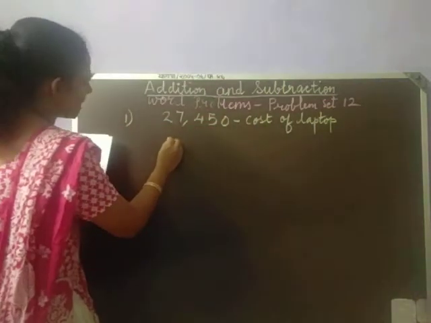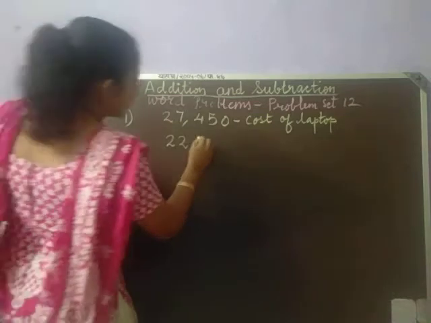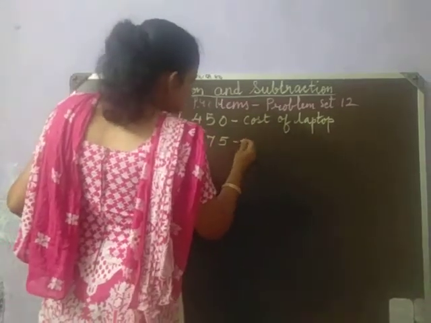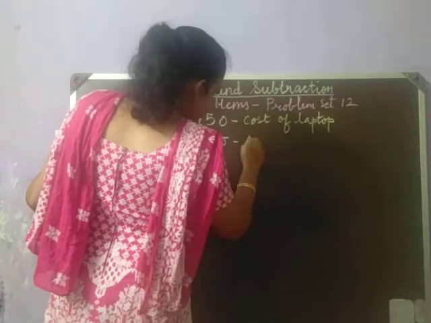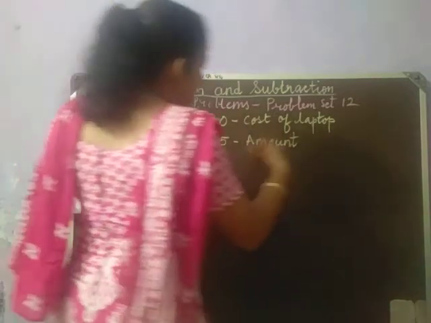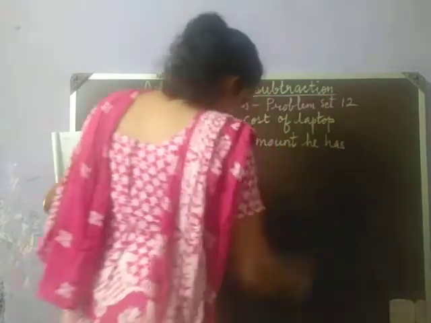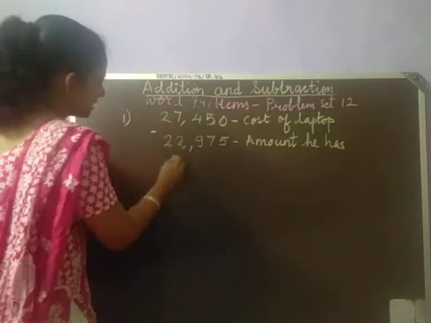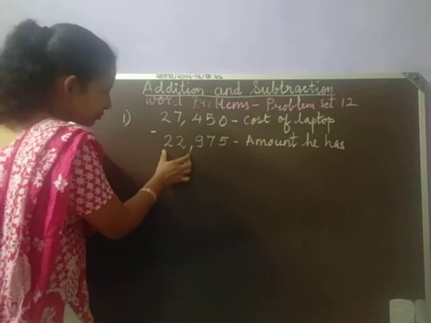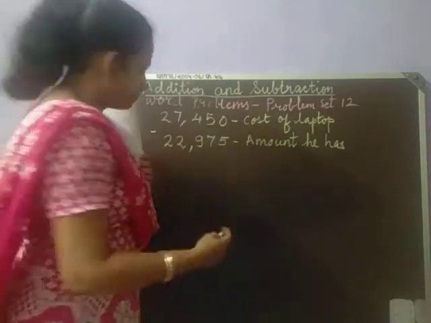Whereas Prathamesh has only 22,975 rupees. Okay. So this is the amount Prathamesh has. Fine. Now let us try to subtract 22,975 from 27,450 so that we come to know how much money is required by Prathamesh to buy the laptop.